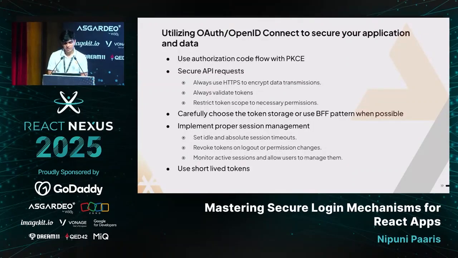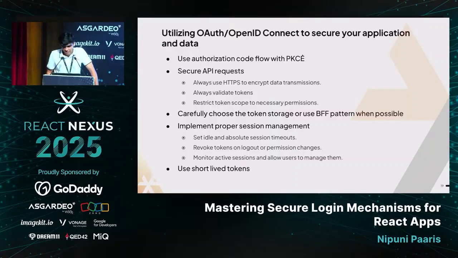And restrict token scope to necessary permissions. If you receive a token, the token should not have all the permissions. It can, but it should be based on role. Let's say the admin is trying to log in. Admins usually have all kinds of permissions, right? They can create a user, delete a user, right? But if any other user logs in and gets an access token, that access token should not have the permission to change other users' details, right? So this permission management should be done carefully.